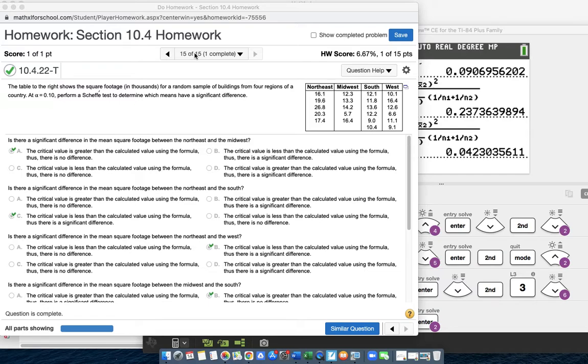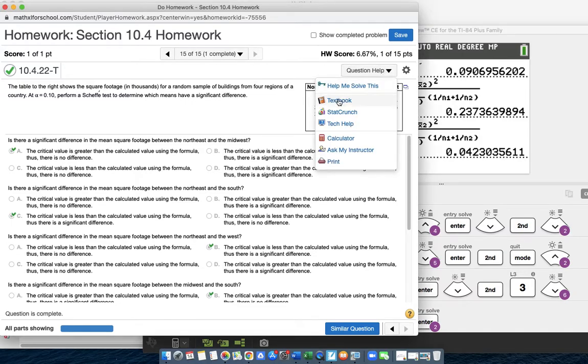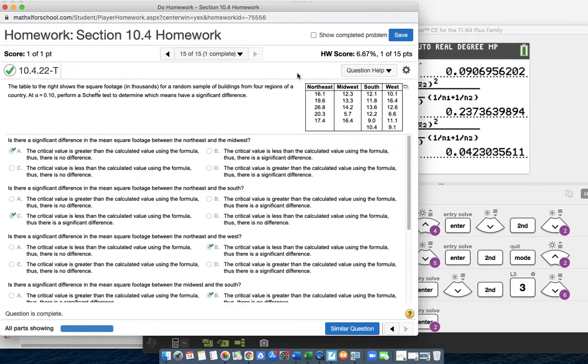The book does this problem slightly differently than the online. The online actually has a pretty good walkthrough. If you click here and go to help me solve this problem, it walks through this problem pretty well, but it does it differently than the book. So if you do it this way and try to get the book answers, you're going to get them wrong. So I'll show you how to get both of them.